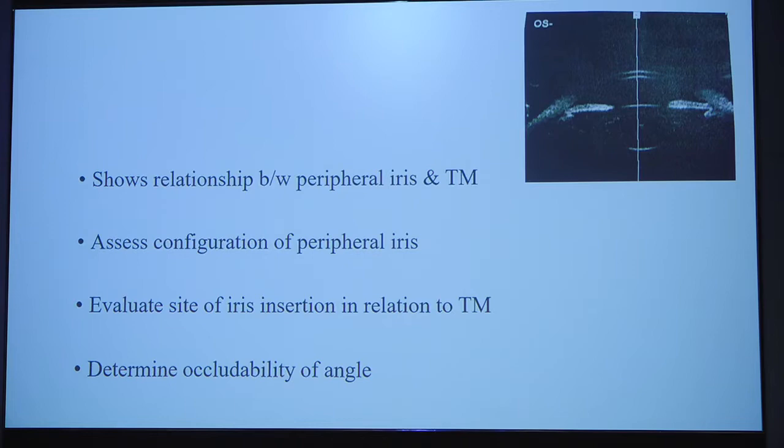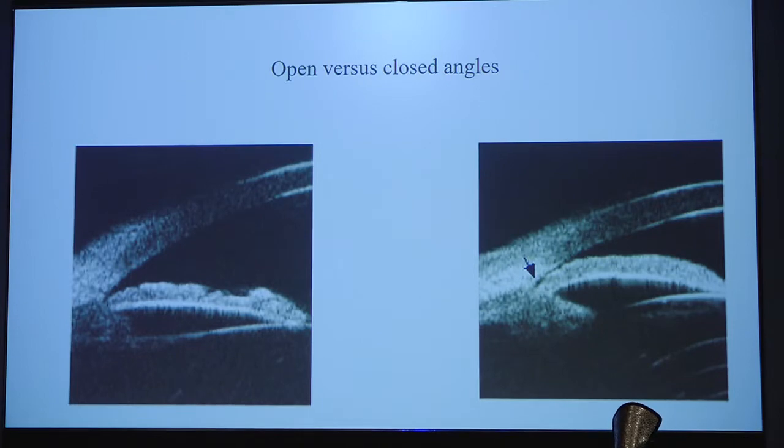So UBM here helps you to show the relationship between the peripheral iris and trabecular meshwork, assess the configuration of the iris, the site of iris insertion in relation to the trabecular meshwork and scleral spur, and finally it helps you to determine the occludability of the angle. So these are conditions where UBM plays a definite role to distinguish between open and closed angles.